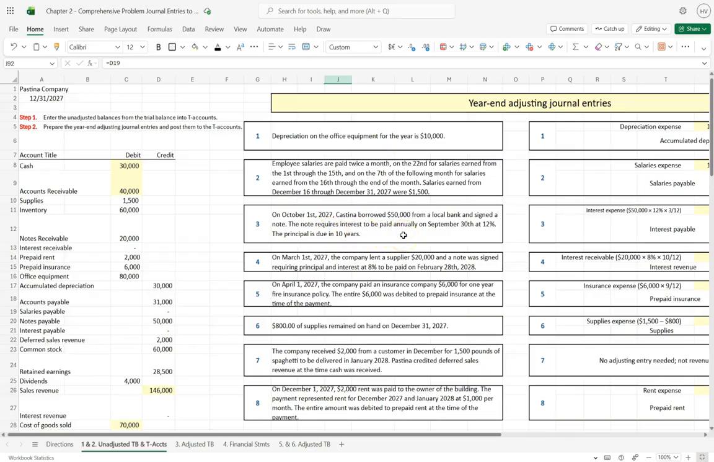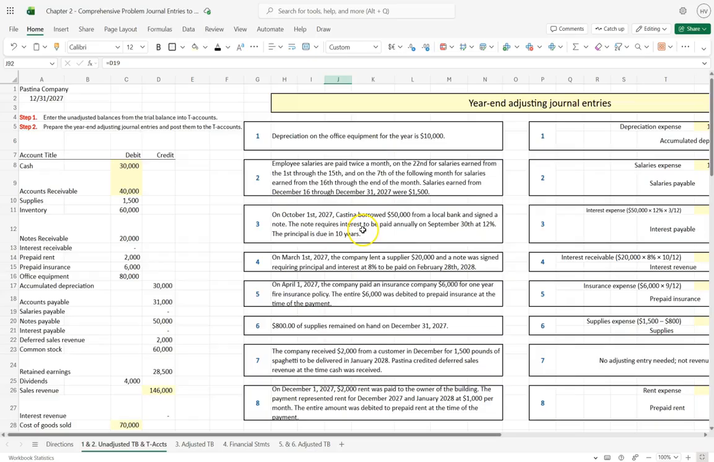But the second sentence in this item says the note requires interest to be paid annually on September 30th at 12%, and the principal is due in 10 years. So the fact that the principal balance, which is the original $50,000, is due in 10 years is irrelevant for purposes of recording our interest. That's just additional information that we're given, but we don't really need to use it.